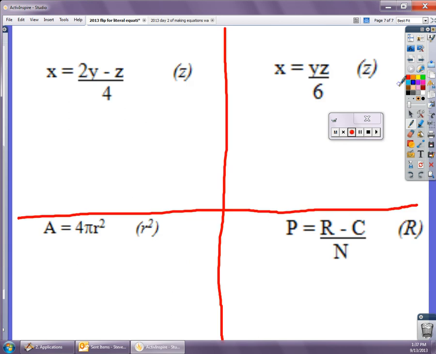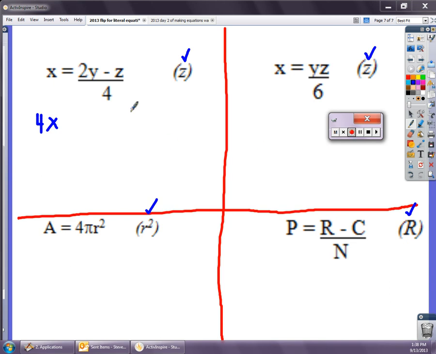What I want you to do right now is pause the video and try each of these. Just so you know, the thing in parentheses means I want you to solve this equation for z, meaning make sure it says z equals at the end, solve this one for z, solve this one for r squared, and solve this one for r. So pause the video. And then when you're done, you could replay the video, and I'll show you the answer. So please pause the video now.